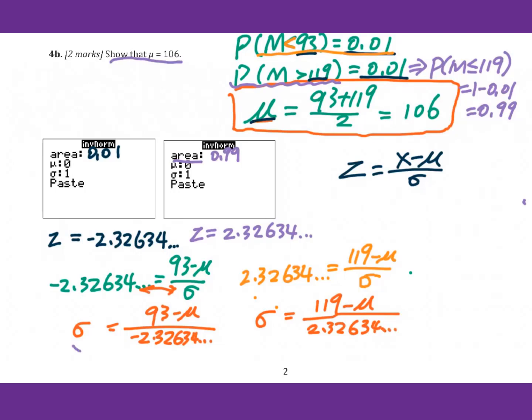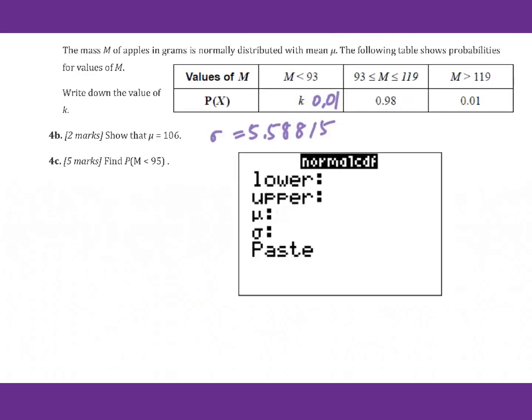Then you set up this as y1 in the graphing calculator, and that as y2. Then get the intersection: mu equals 106, and sigma equals 5.58815. If it's not the value we are looking for, it's just a middle value, so try to use the accurate answer like this. Let's go to 4C.